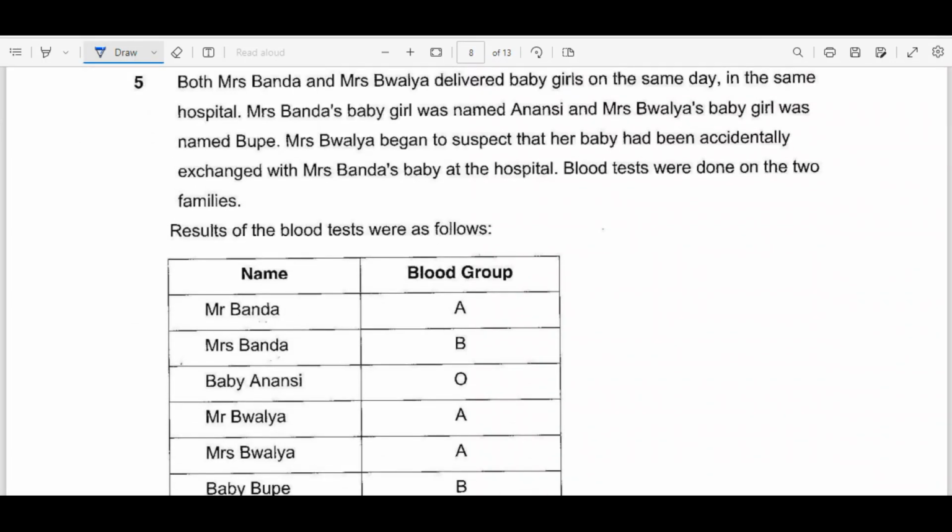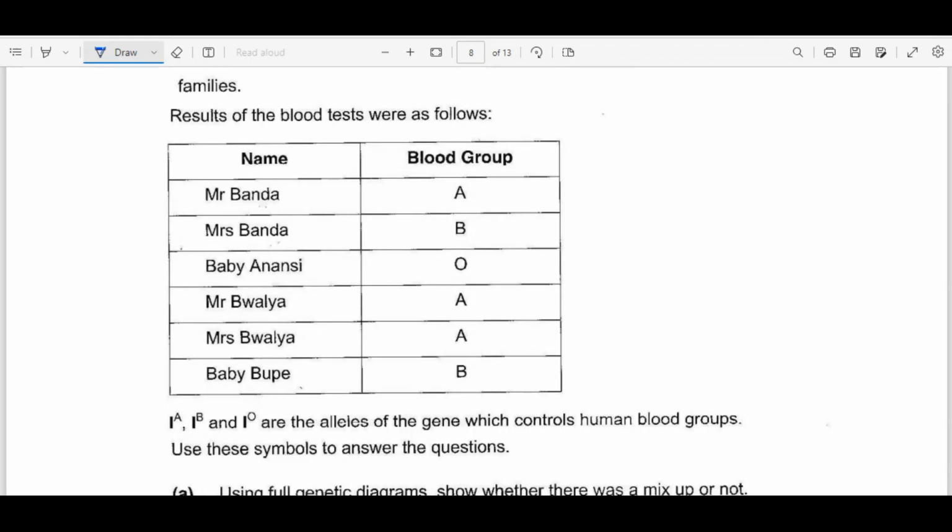We have question 5. Both Mrs. Banda and Mrs. Walia delivered baby girls on the same day in the same hospital. Mrs. Banda's baby girl was named Anansi. Then Mrs. Walia's baby girl was named Wupe. Mrs. Walia began to suspect that her baby had been accidentally exchanged with Mrs. Banda's baby at the hospital. Blood tests were done on the 2 families. Right, so let's look at the results of the blood test.